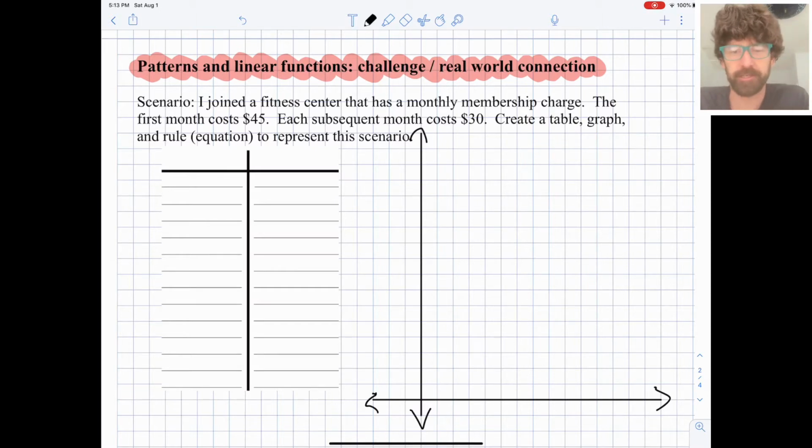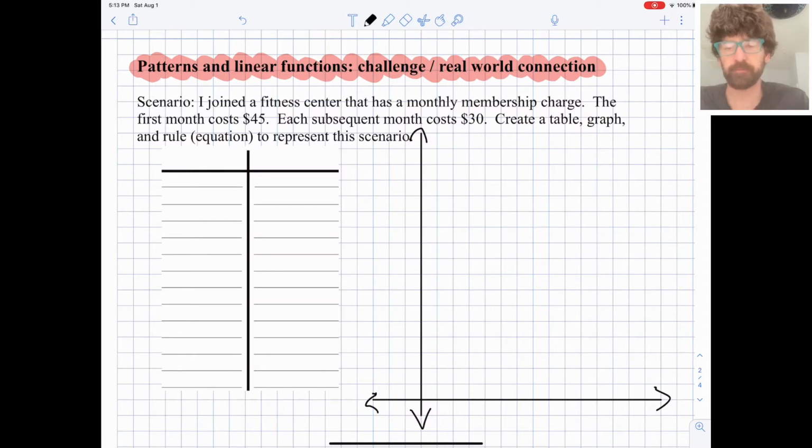I joined a fitness center, and there's a monthly membership charge. The first month costs $45, and each subsequent month costs $30. And so we're being asked to create a table, graph, and a rule or an equation to represent this scenario. We'll do a lot more with linear equations in the next few videos, in the next few units.